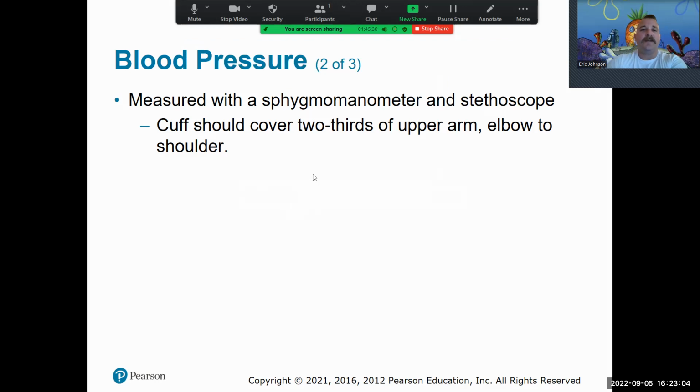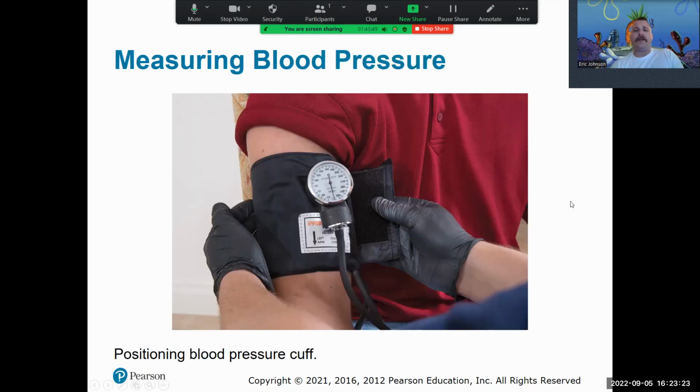Now, when we're using a sphygmomanometer and a stethoscope, I said it the right way, or a blood pressure cuff and a stethoscope, we're going to be using a cuff that is appropriately sized, covers about 2/3 of the upper arm, and goes in between the elbow and shoulder. Now, that is the traditional type, and I can show you what that looks like right here. We also have other blood pressure cuffs, and they're going to be based on the patient. So on an adult that has a very large bicep, we would use a large adult.